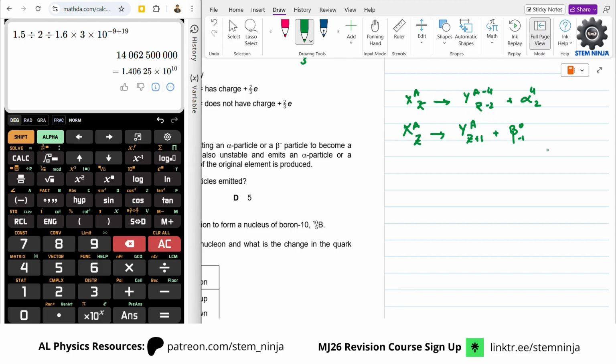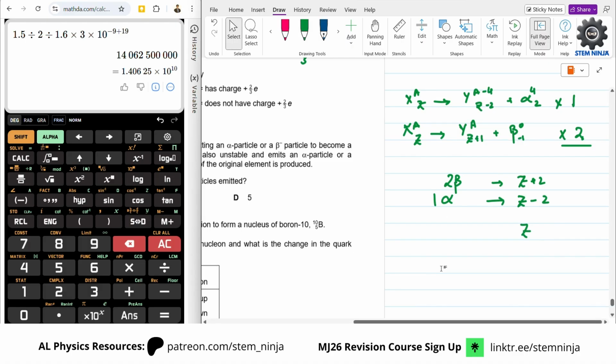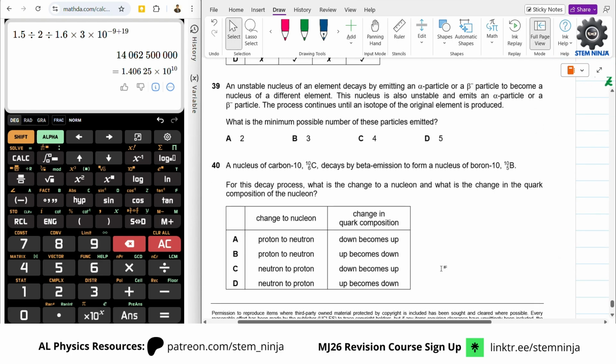So if we want to get an isotope back, then the minimum amount that we need is 2 beta and at least 1 alpha. Because if we go 2 of beta, the proton number would increase by 2, and 1 alpha would reduce the proton number by 2. So the net effect would be 0. The net effect would be Z back again. So 3 are the minimum choices.